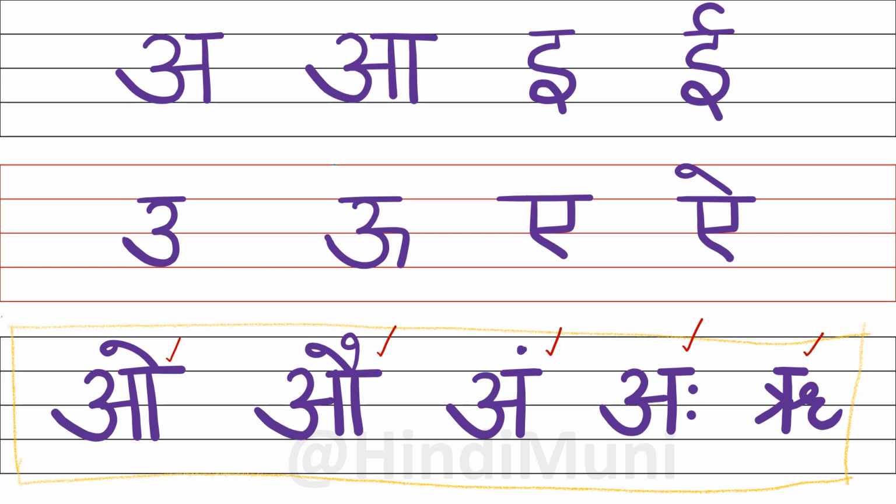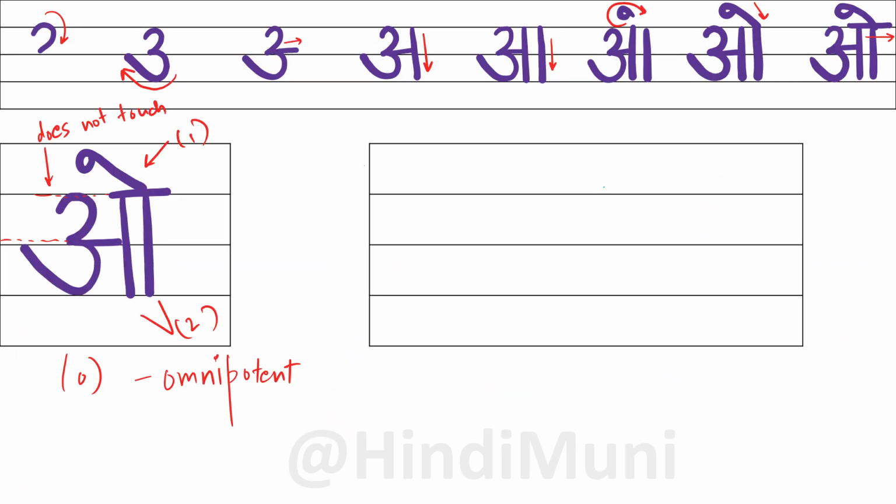Okay, let's start with the first vowel. This is O. The pronunciation is very similar to the English vowel O, as in omnipotent. And the way to write it is as follows.